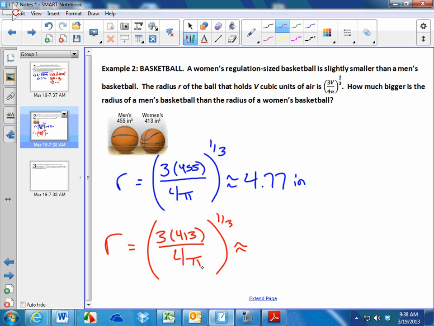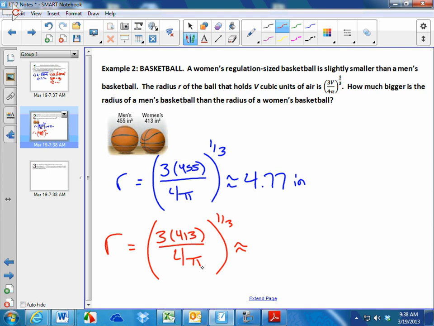If you're trying to type this all in at once, you need to open a parentheses, hit 3 times 413, hit the division bar, and then open another parentheses, 4 pi, close the parentheses that's trapping the 4 pi, close the parentheses that's trapping the whole fraction, then hit your exponent button and put 1/3 in your exponent. 1 divided by 3. I always put parentheses around my fractions, so that's just habit. And that will give you the answer 4.62 in one step.